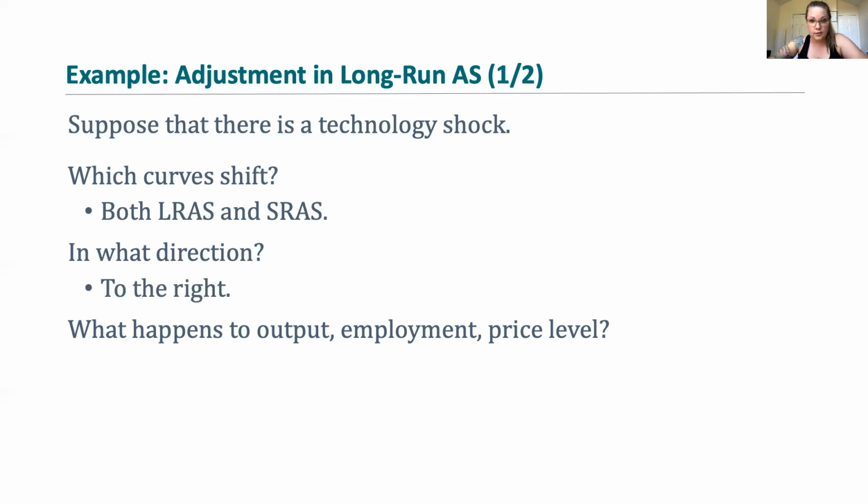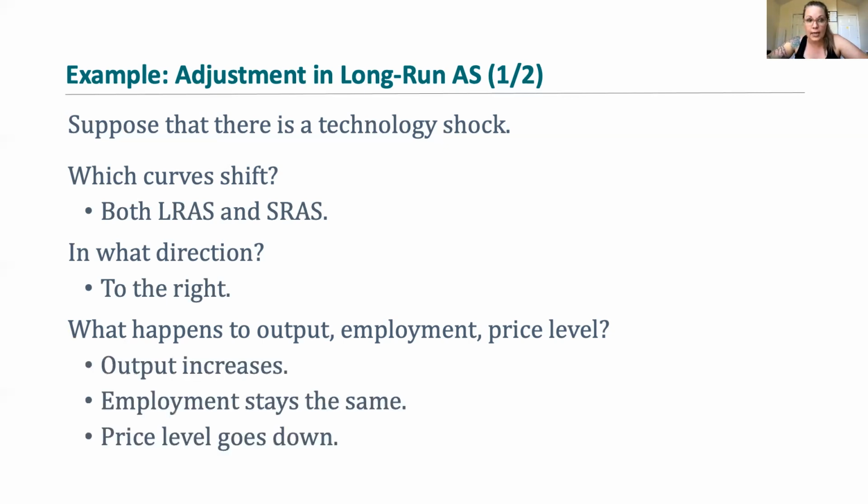Which direction? Well, usually technology is a positive thing. We don't tend to see negative impact of technology. We're usually innovating and becoming more productively efficient. So we're going to see long-run aggregate supply and short-run aggregate supply increase, which means a shift to the right. When these two curves move to the right, what are we going to see happen in the graph?